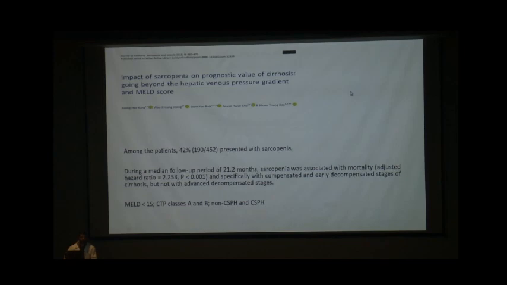Another study, on the impact of sarcopenia on the prognostic value in cirrhosis, also showed that in patients with MELD less than 15, CTP class A and B, and non-clinically significant and clinically significant portal hypertension, sarcopenia performed better than in patients who had a higher grade of decompensation. They included severe portal hypertension with HVPG of more than 20, and found that with higher portal hypertension, HVPG more than 20, sarcopenia did not predict survival as compared to clinically significant portal hypertension and lower grade of liver failure.